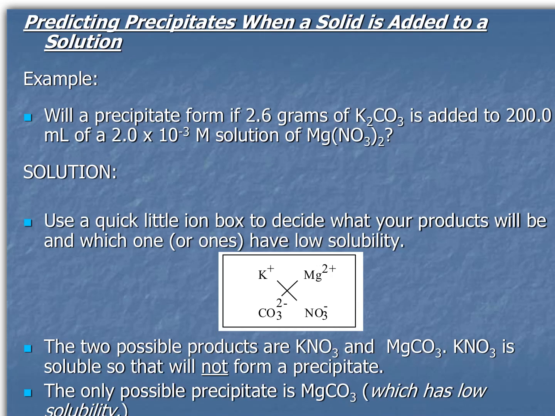First, we check to see what ions we have, which ones will possibly combine to form a precipitate. Get rid of any of those soluble ions. Potassium never does anything, nitrate never does anything. So our two possible products are potassium nitrate, which won't do anything, and magnesium carbonate. So potassium nitrate will not form a precipitate. The only possible precipitate is magnesium carbonate. It must have low solubility since it doesn't have any of the ions that are always soluble.